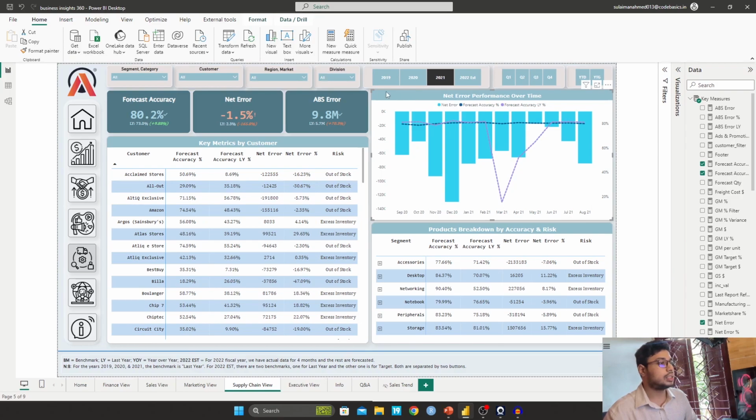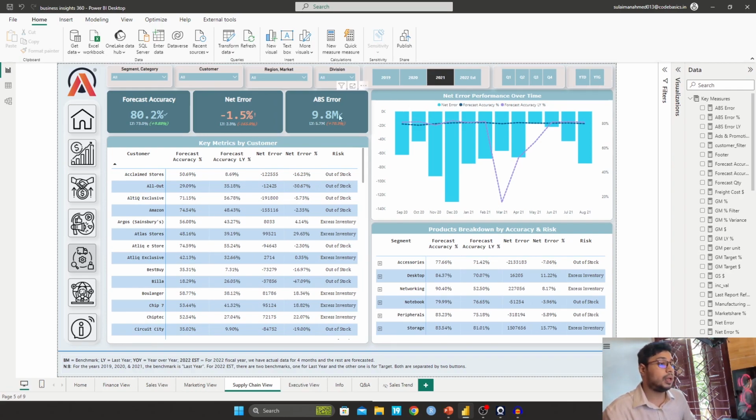So the supply chain executive can easily take a glance and see if the net error is too much, or if it is inconsistent, or if the net error is increasing. If the net error is increasing, it is bad, because they are constantly making false forecasts. If the net error is constant, it is okay, and if the net error is decreasing, it's better, because they're making accurate forecasts, and that will help them in the long run.